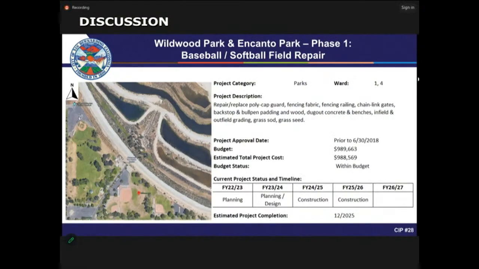Next project is Wildwood Park and Encanto Park Phase 1 improvements, baseball and softball field repair. The proposed improvements include repairing and replacing polycap guards, fencing fabric, fencing railing, backstop, bullpen padding and wood, dugout concrete benches, infield and outfield grading, grass sod, grass seed, and related improvements. On this project, we're currently in the planning phase, coordinating the design procurement. The project total budget is approximately $990,000, and anticipated completion is fiscal year 25-26.